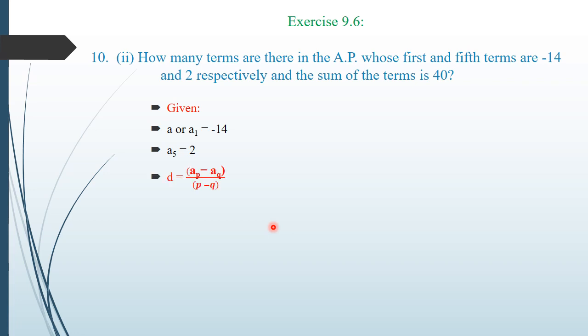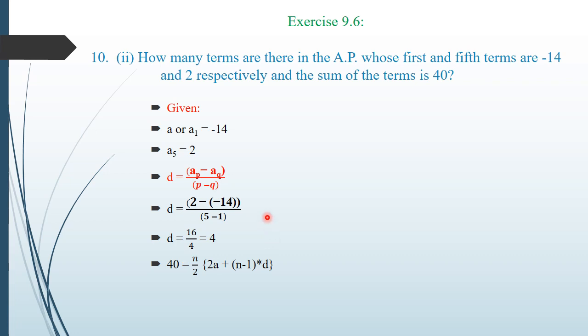We have a formula, that is D is equal to AP minus AQ divided by P minus Q, where AP is the fifth term, that is 2, and AQ is the first term, that is minus 14, and P is 5 and Q is 1. Substituting all the values in this formula, we'll get D is equal to 2 minus, minus 14, divided by 5 minus 1. 2 plus 14 I'll get 16, divided by 5 minus 1 is 4. Therefore the common difference D I'm getting as 4 here.